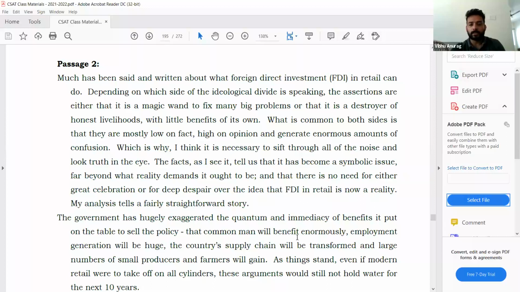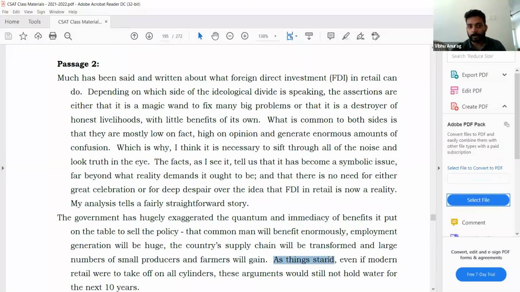So what are these exaggerations? That the common man will benefit enormously. Employment generation will be huge. The country's supply chain will be transformed. And large numbers of small producers and farmers will gain. So this is the exaggeration. This is what the government has exaggerated.